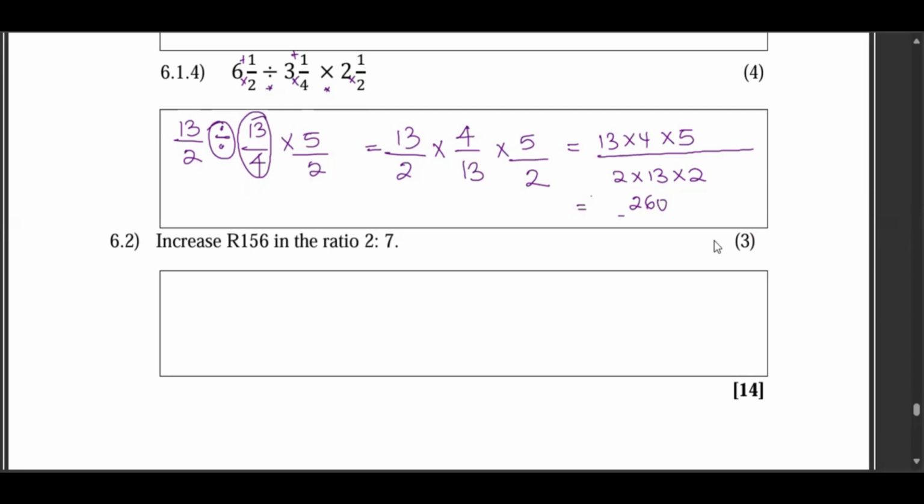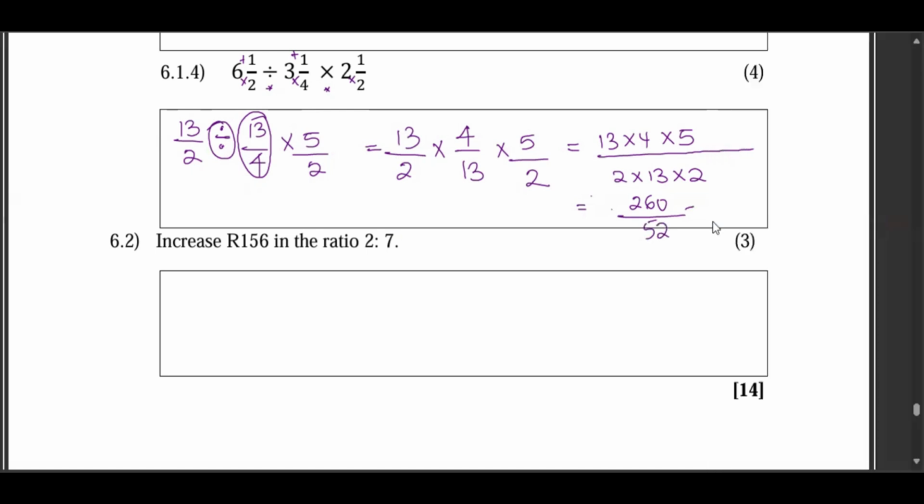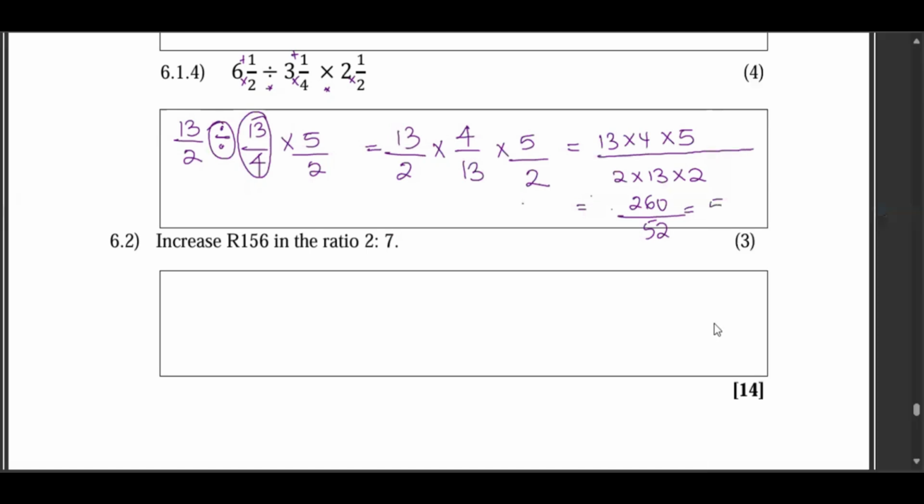Divided by, what do we have at the bottom? 4 times 13, I believe, is 52. 2 times 13 times 2 is 52. So get this into a calculator. 260 divided by 52. The answer becomes what? 5.